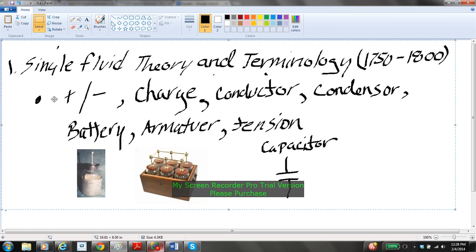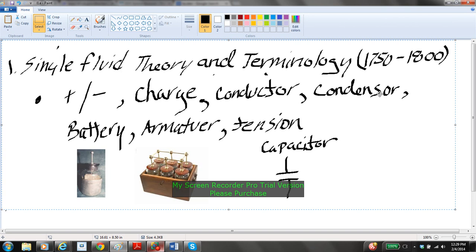First of all, not the least, is the plus and negative, plus and minus, which is a direct description of the single fluid theory. In addition, he came up with words like charge and discharge, coined after the charging of a gun and firing it, discharging it. Conductor, condenser.